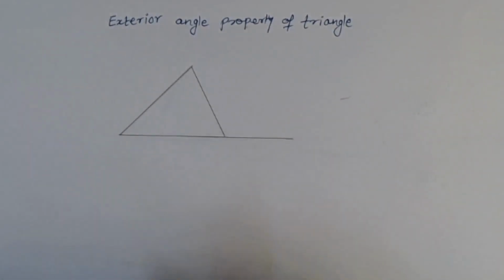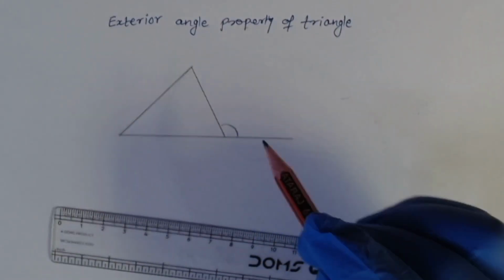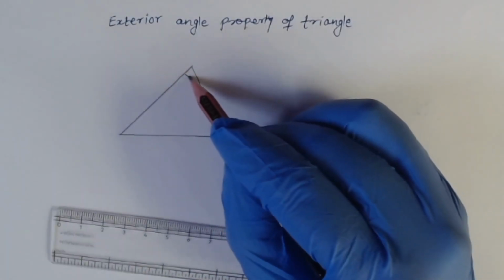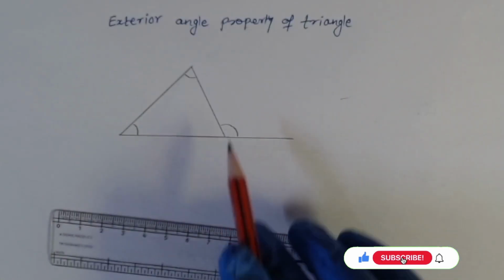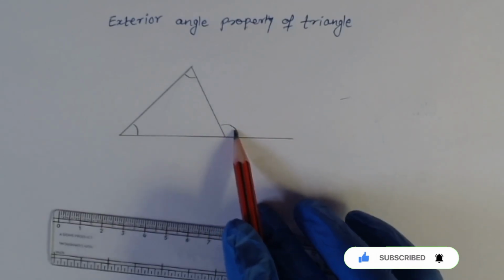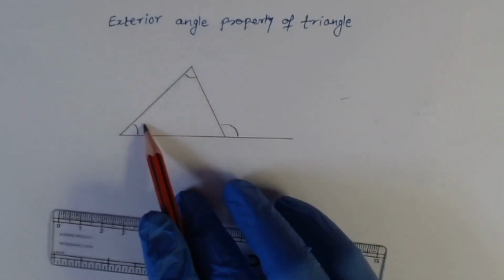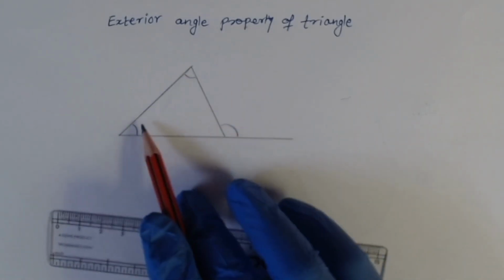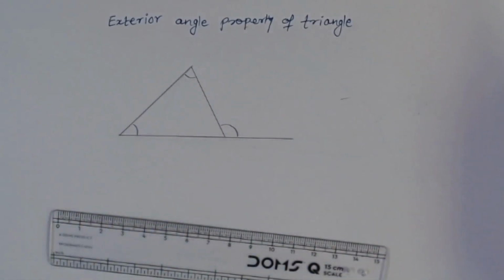Done. Now you can see here, this is the exterior angle and the two opposite interior angles are these. What we are going to prove is that the exterior angle, this one, is equal to what? The sum of the two opposite interior angles. If we add this angle and this angle, the sum will be equal to this angle. And we will see the activity. We will prove it through an activity.